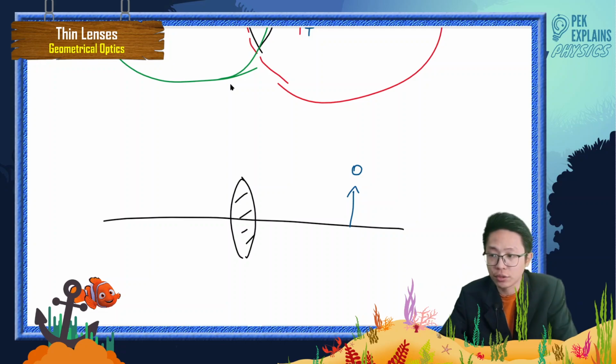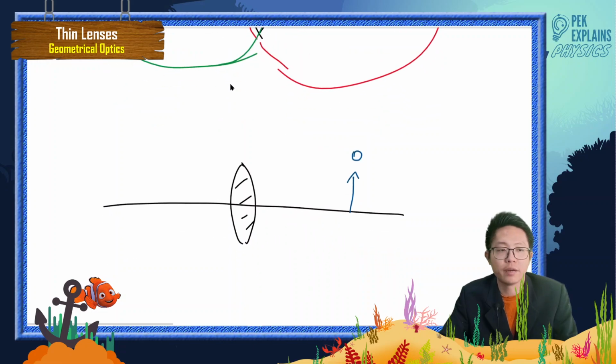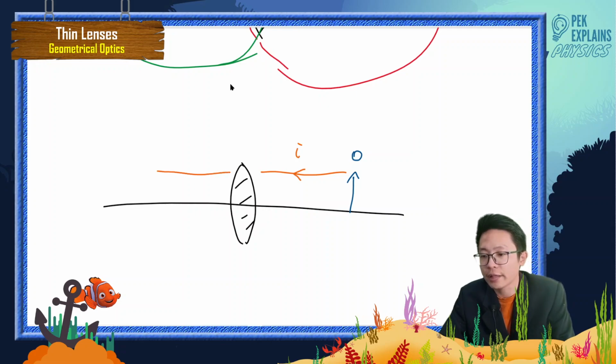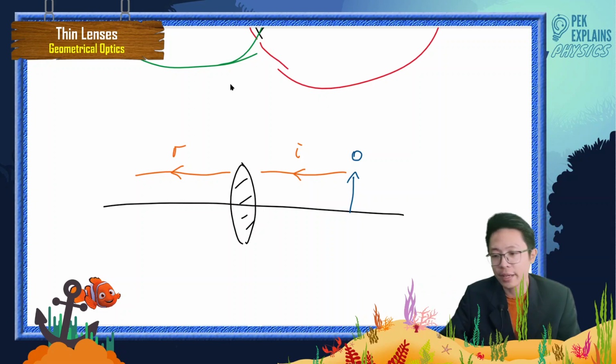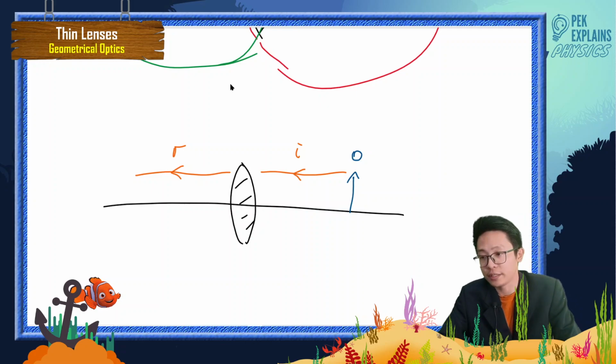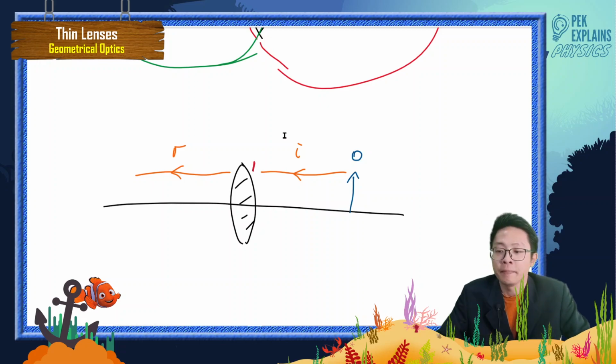I first must draw the incident ray and refracted ray. The incident ray must come from the right side. This is the incident ray coming from the object, and the refracted ray passes through the lens to the other side. Now, which surface is the first surface? The first surface is where the incident light enters. This is the first surface, not this one.